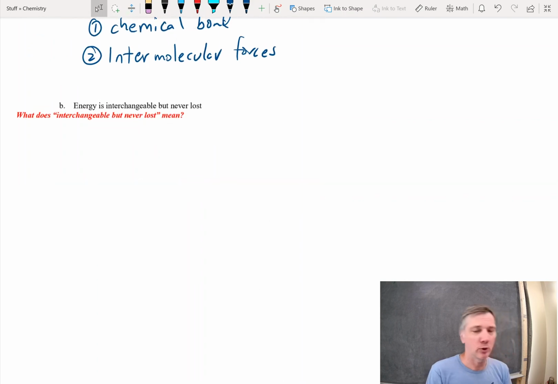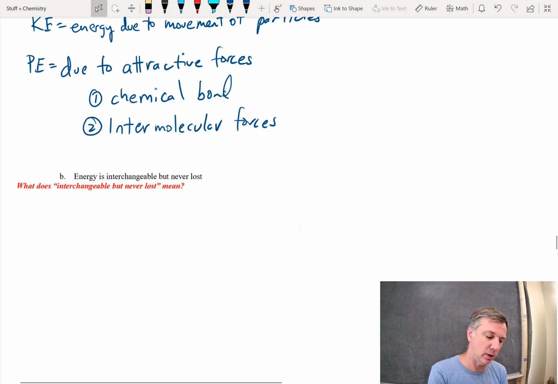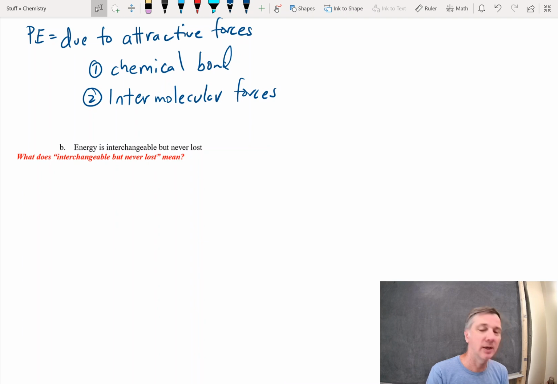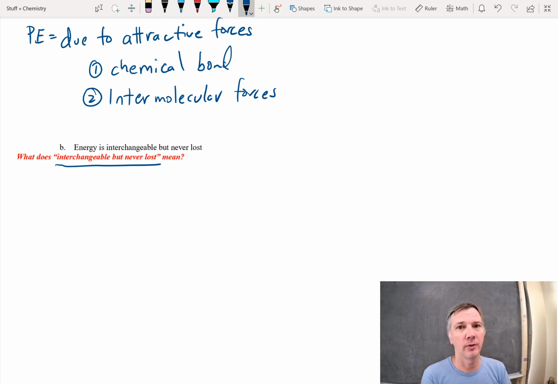Energy is interchangeable but never lost. In other words, potential energy can be converted to kinetic energy, and kinetic energy can be converted to potential energy. That's why we say that it's interchangeable but never lost. So the amount of energy that we start out with is going to be the amount of energy that we end up with. It just may be in a different form.